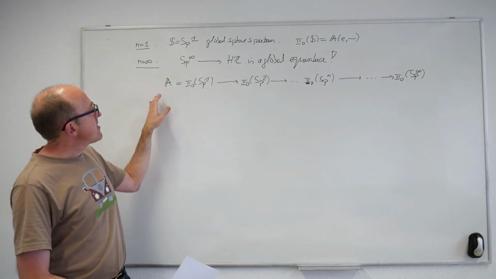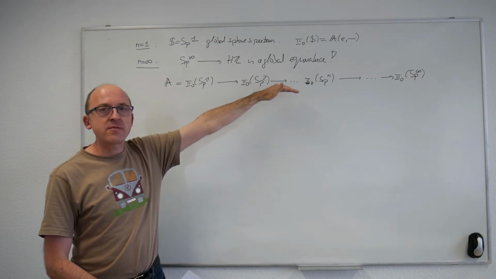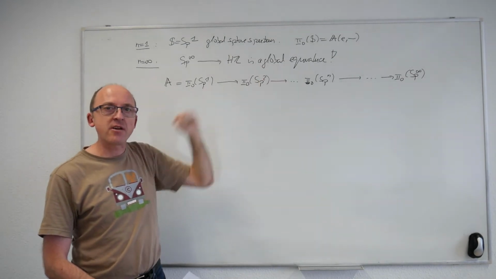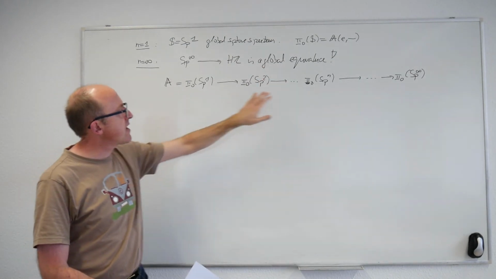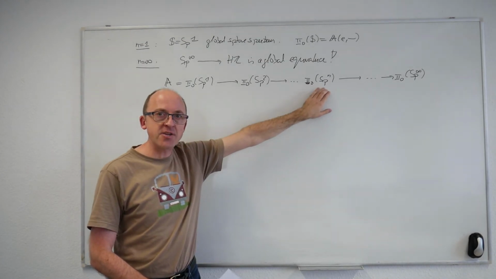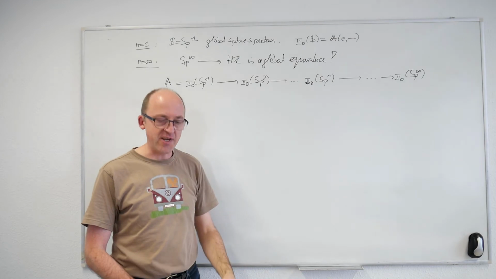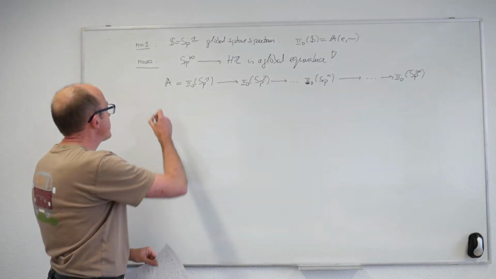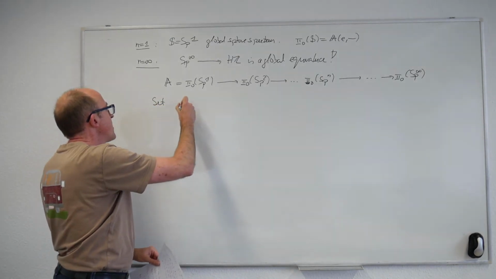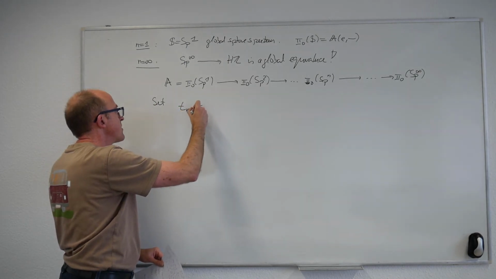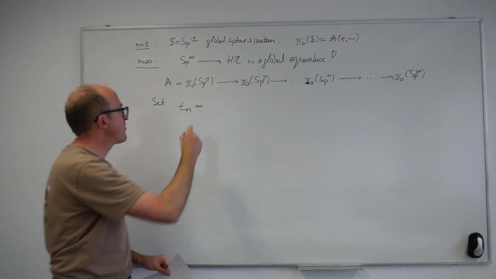The short answer is that in this sequence, all of these maps are epimorphisms of global functors. They're all surjective, and you get from one to the next step by killing a single relation, by dividing out by a single element, but you have to do it in a global fashion. So here's the element. We define an element t_n, and I'm going to describe it to you in two slightly different forms.